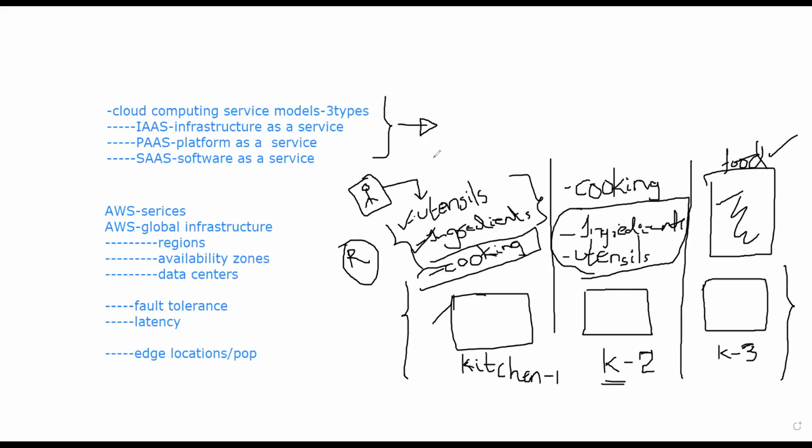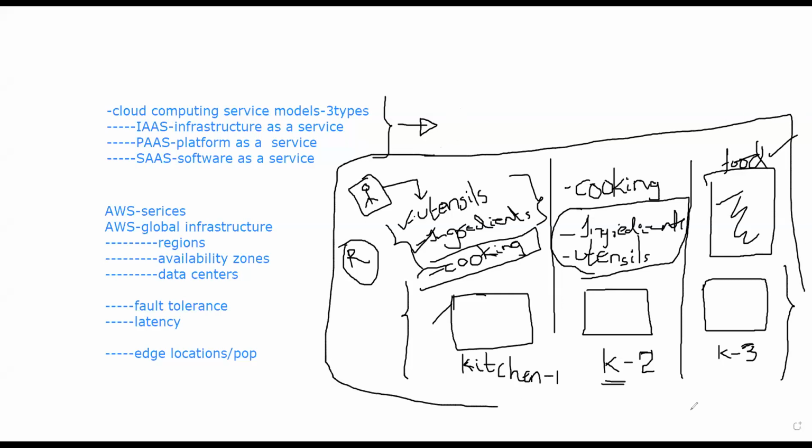If we compare these kinds of services, not only in AWS but from any cloud computing service provider, they are providing services like this. So let me put one more page. In AWS also, we have three types of service models, just like our kitchen one, kitchen two, kitchen three.